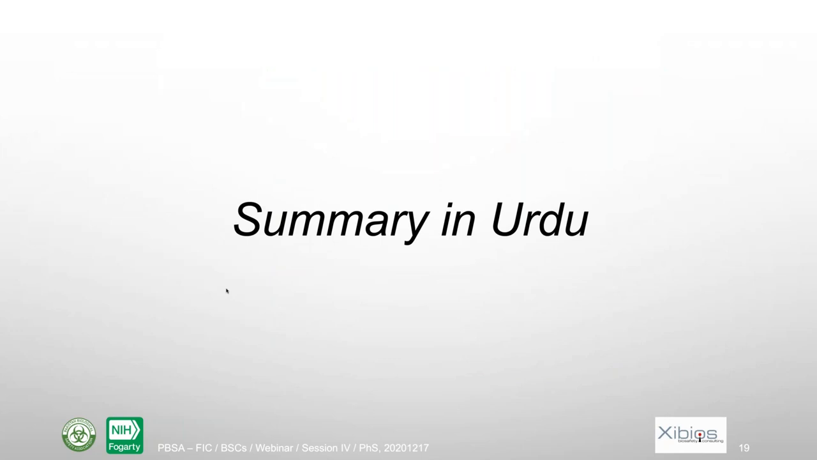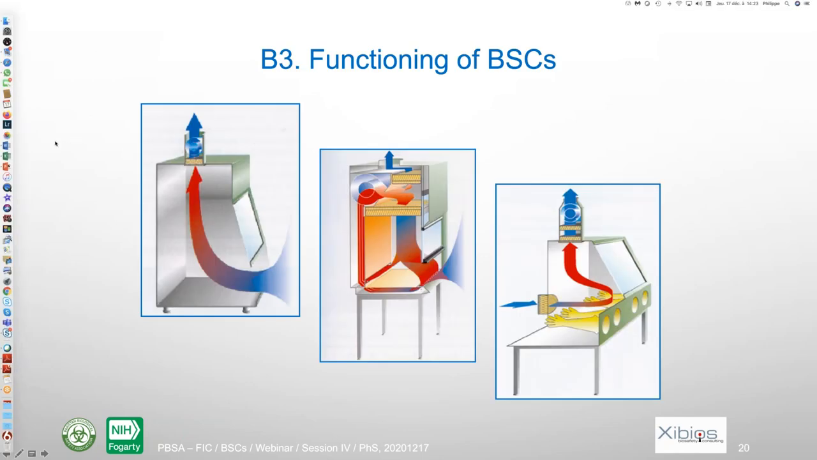So Furqan, could you please summarize this first part in Urdu? Sure, Philippe, and thanks for the wonderful explanation and elaboration.